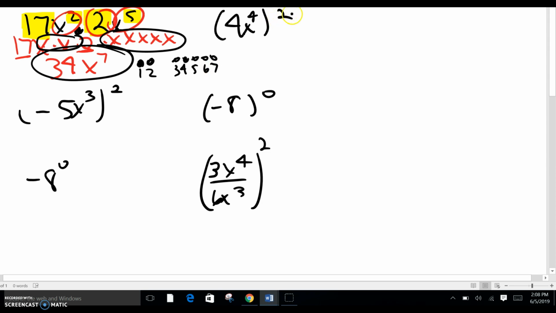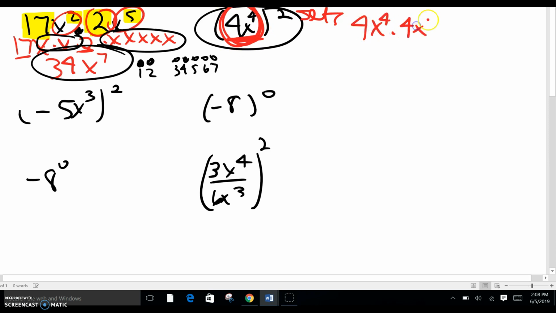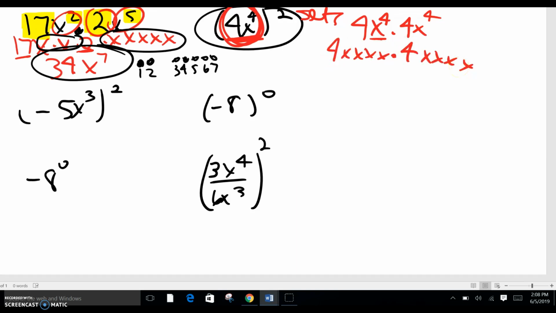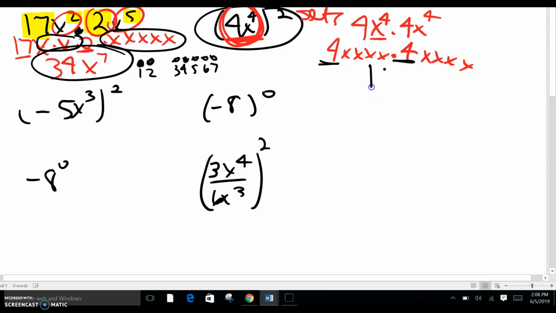All right, the next one, let's come over here. Again, if in doubt, write it out, but I want you to make sure you understand this. This means you have 2 sets or 2 groups of this. So you have 4x to the 4th, and you have it twice, okay? And then what does each of these mean? Well, that means you have 4 x's, and that means you have 4 x's. So if I can mush this together, 4 times 4 is 16, and then I have 4 x's here, 4 x's here, so I have 8 x's.